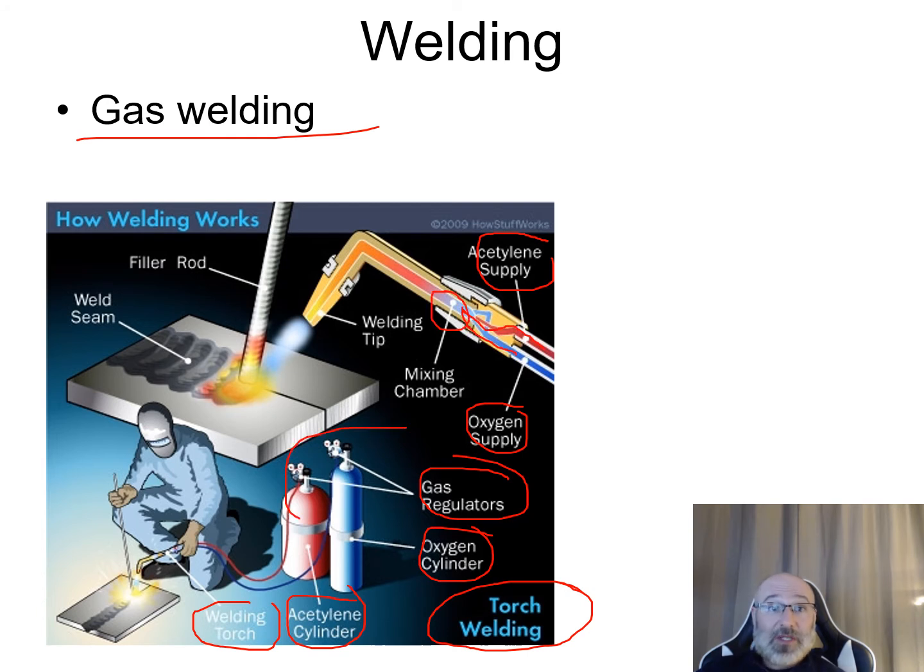And again, how much of each of these is going to be dictated by these gas regulators, coming down through our welding tip, where we're actually going to be using a filler rod right there going into our weld seam. So this is an example here for gas welding, in particular our torch welding.